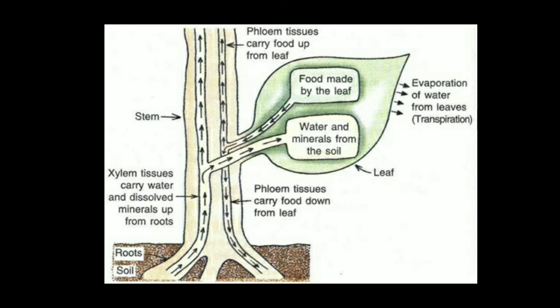Carbon dioxide and water are utilized, and evaporation of water is also happening at the same time, creating a pull from below. We know that xylem tissue is carrying water and dissolved minerals up from the roots, and inside the stem, when the food is being made and stored, the food also gets transported, and phloem tissue carries food up as well as down. So this is a basic representation of transport.